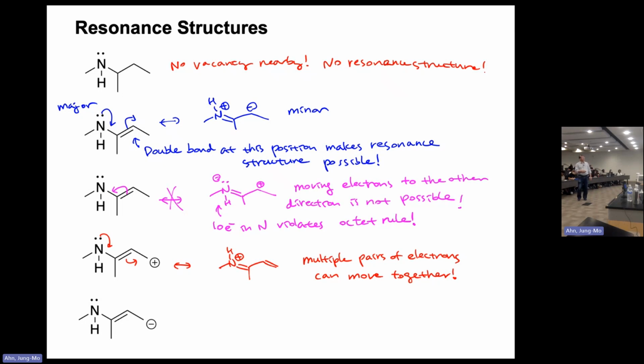In this case, that's fine. That's octet filled nitrogens, but octet not filled carbon. So that's the reason why these ones are more stable. That's the major contributors compared to the other one.